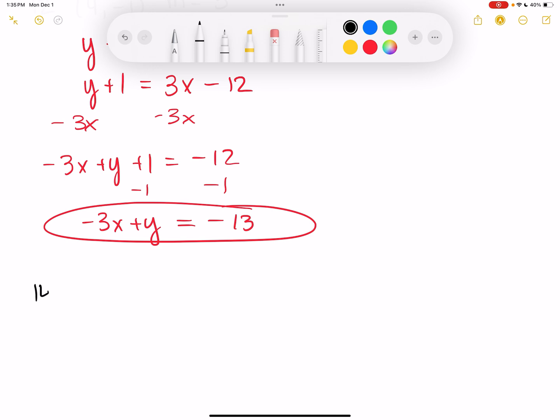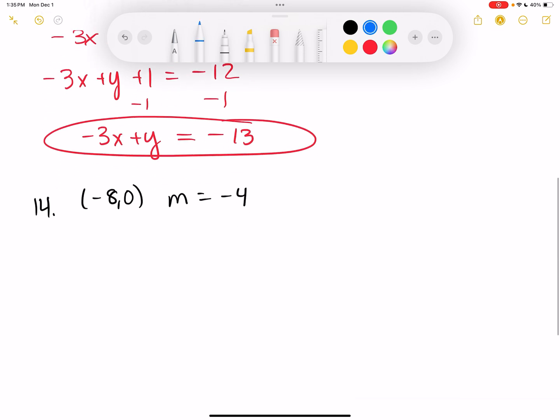14. -8, 0 is the point, and my slope is -4. So start out in point slope form. I've got y minus, well, my y1 is 0, so just for the moment I'm going to write 0. Normally I wouldn't write that. If you want to just skip writing that, that's fine. Equals m, -4 times x minus x1 is -8, so that's going to become +8.